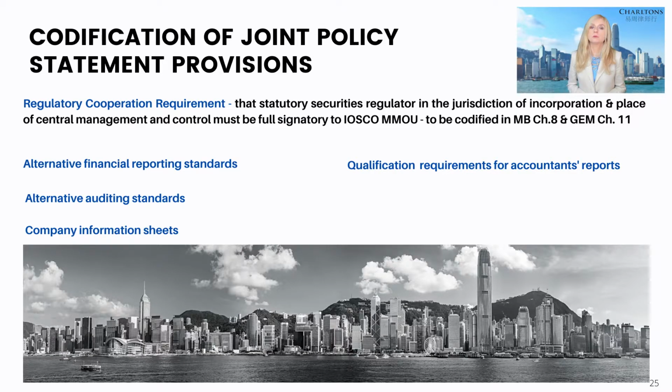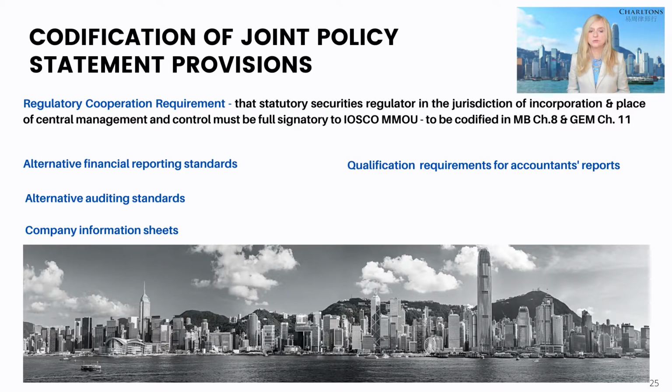The Exchange is also proposing to codify in a new guidance letter several other provisions of the Joint Policy Statement. These include the guidance on alternative financial reporting standards and auditing standards. The Joint Policy Statement's requirement relating to company information sheets is also proposed to be extended and codified in the listing rules. The requirement to publish a company information sheet on the Hong Kong Exchange's website and to update it for material changes currently applies to primary listing applicants not incorporated in a recognised jurisdiction and all secondary listing applicants.